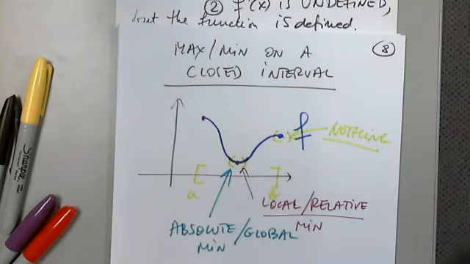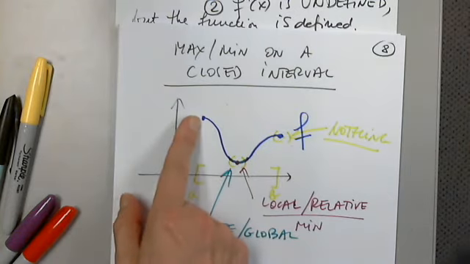This does not mean anything. It's not a local max, it's not a local min, and obviously it's not the global max or absolute max or min. Now, what will this be?